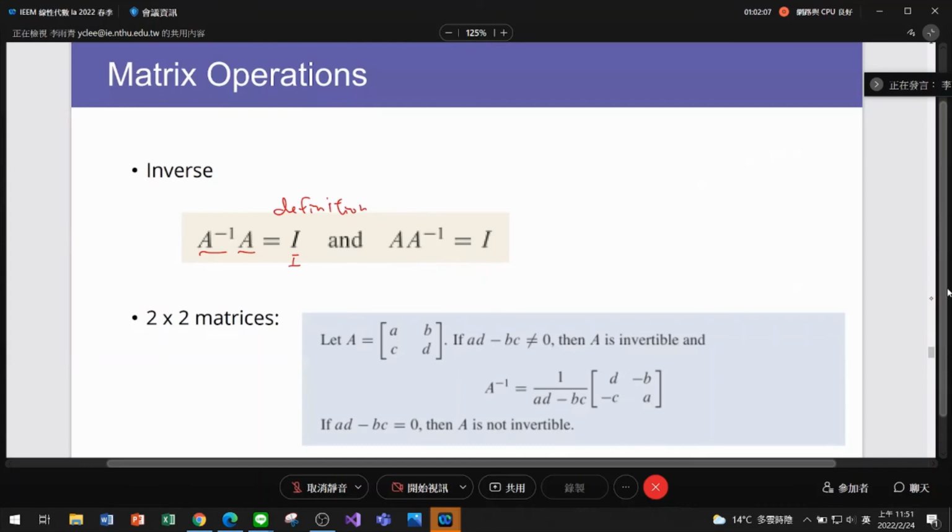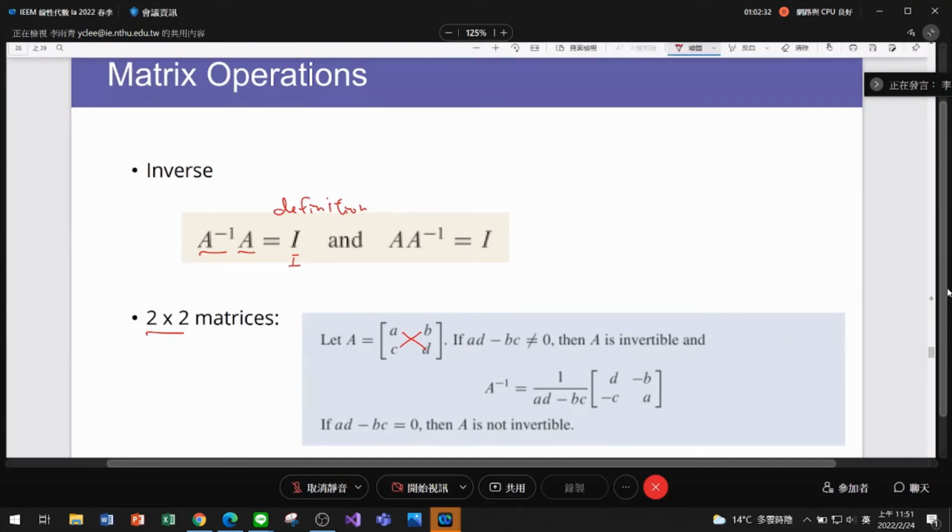So the calculation of the inverse matrix for a 2x2 matrix is known. Suppose we have a 2x2 matrix with entries A, B, C, D, and A times D subtracting B times C is not equal to 0. Then A is invertible, and to calculate A inverse, we first exchange the position of A and D, and then add negative signs to both B and C, and then divide by AD minus BC. This is the formula for 2x2 matrices only.